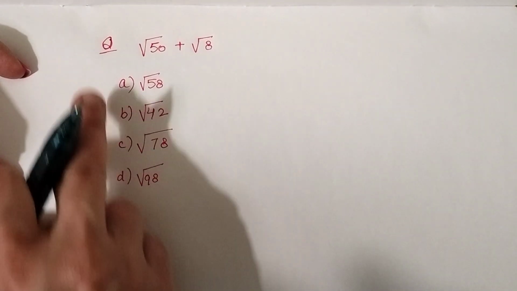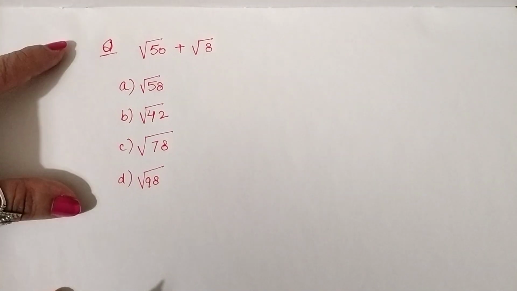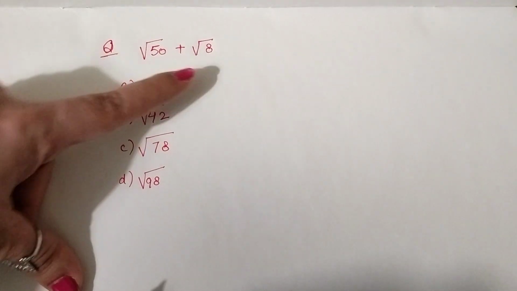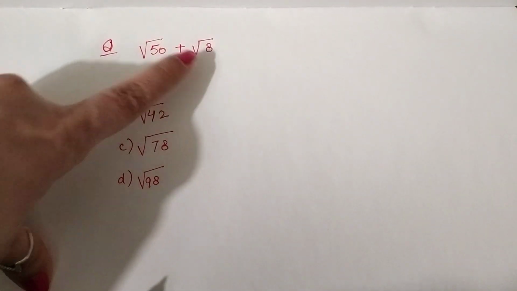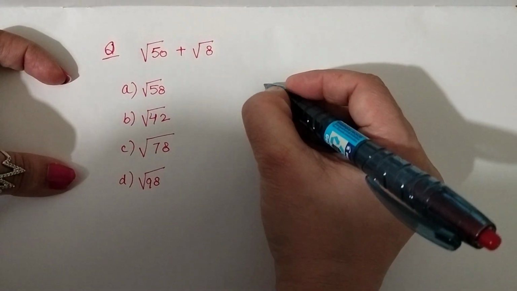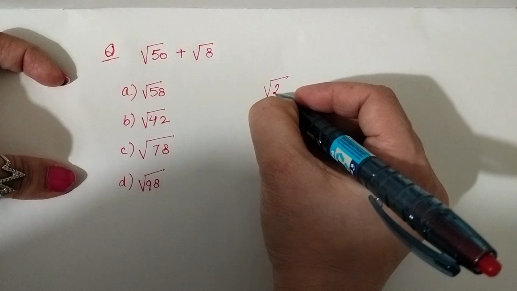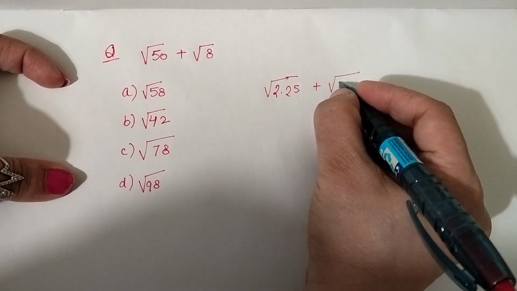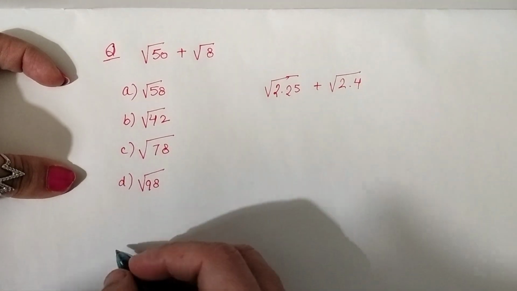So in this video, we need to solve this question and find the answer here. We have under root 50 plus under root 8. We can never add the under roots like that. How do we do then? We know what is 50. 50 is actually 2 times 25, right? Plus what is 8? 8 is 2 times 4, right?